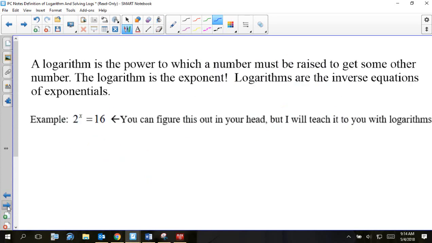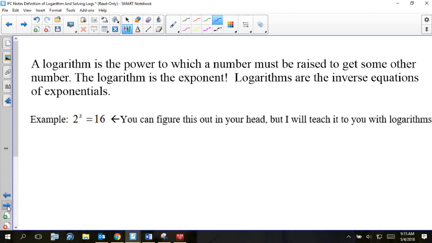Today's lesson is all about logarithms. We're going to look at 2 to the x equals 16, and you're going to yell out 4, like you already know. I get it. That's why we're using such an easy one to show you logarithms, because I want you to understand why logarithms work and get the basics of it. I'm not asking you to really find what x equals here. I'm asking you to learn to use logarithms.